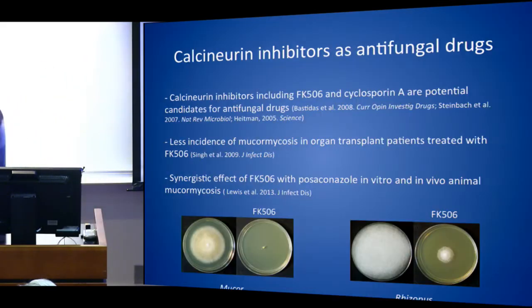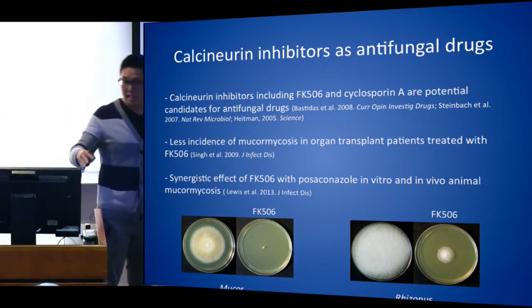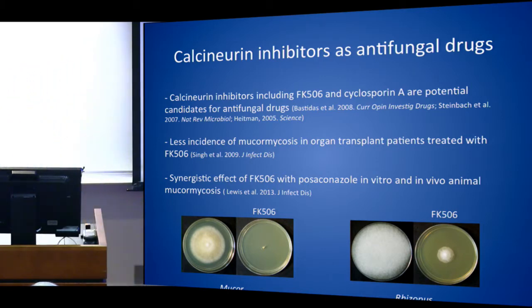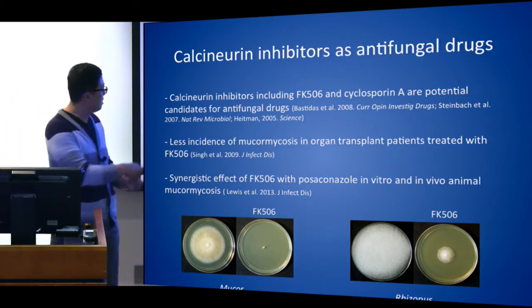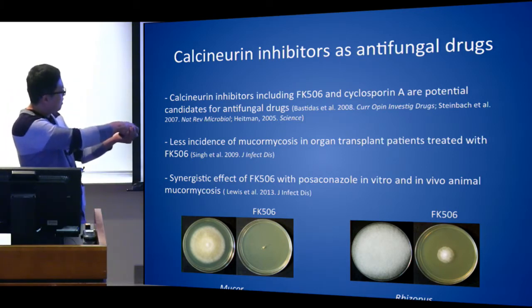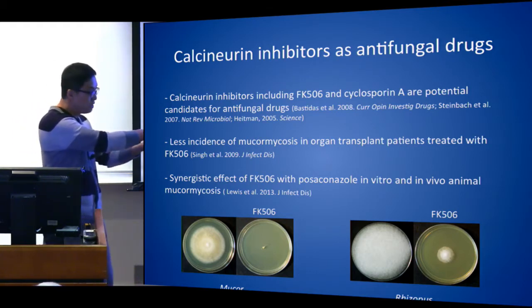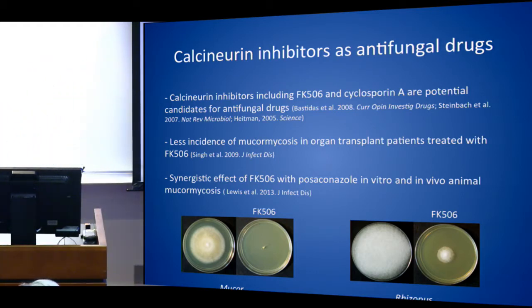So calcineurin is a good target for an antifungal drug, probably in more fungal systems, including Candida and Aspergillus. As you can see, Mucor and Rhizopus are both the most common mucormycosis fungal agents. The calcineurin inhibitor FK506 dramatically inhibits their growth. You can see the size of the colony in the presence of FK506.